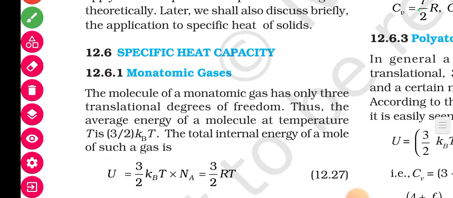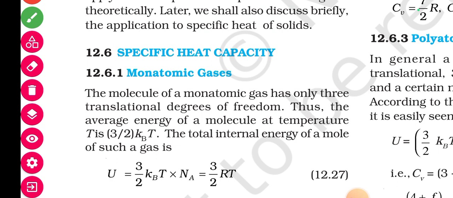For monoatomic gas, the molecule has only 3 translational degrees of freedom. We have seen in the previous video that a monoatomic gas has 3 degrees of freedom, that is, it needs 3 coordinates to define it, or it can do 3 translational motions, and each degree of freedom contributes half kT. We have seen this in the law of equipartition of energy. So the average kinetic energy of the molecule at temperature T will be 3 by 2 kT.